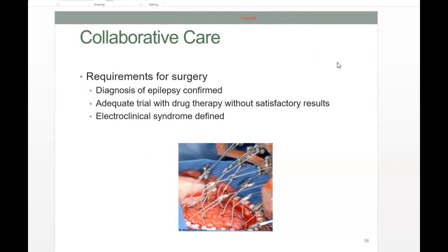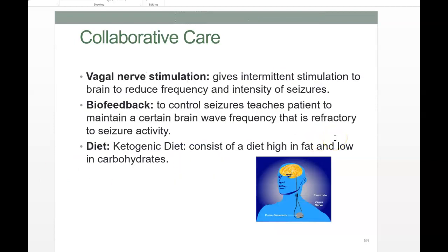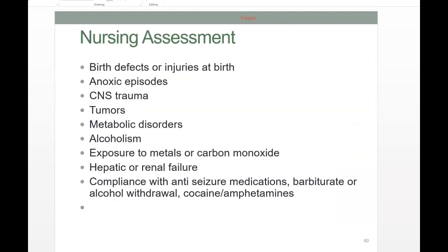Other care that they might do for people who have epilepsy or a seizure disorder diagnosis are vagal nerve stimulation, which gives intermittent stimulation of the brain to reduce frequency and intensity of seizures. Biofeedback to control seizures teaches the patient to maintain a certain brainwave frequency that is refractory to seizure activity. And also the ketogenic diet, which consists of a diet high in fat and low in carbohydrates. And that has been successful in many cases of childhood major seizures.